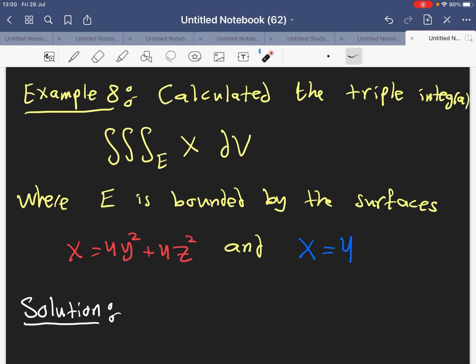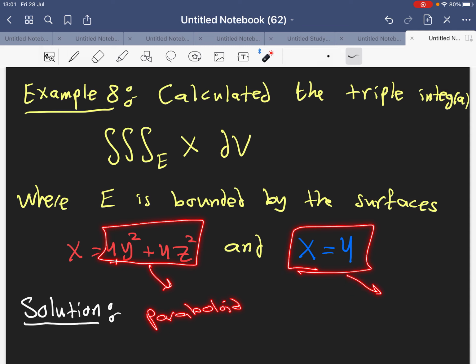Welcome back to this example where we need to calculate a triple integral where E is the region bounded by the surfaces x equals 4y squared plus 4z squared. Of course, this will give me a paraboloid in 3 dimensions, and x equals 4, which is a plane in 3 dimensions.